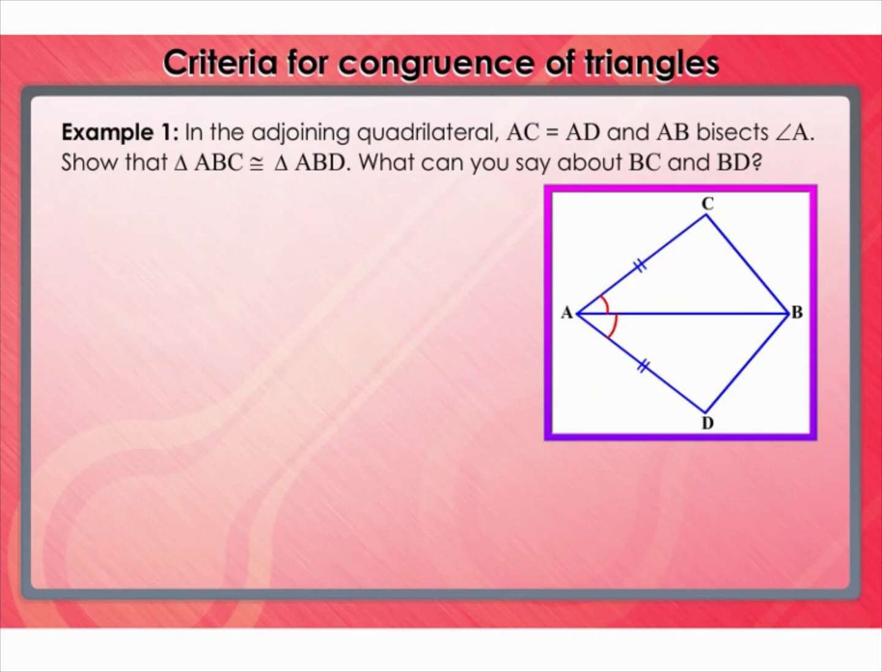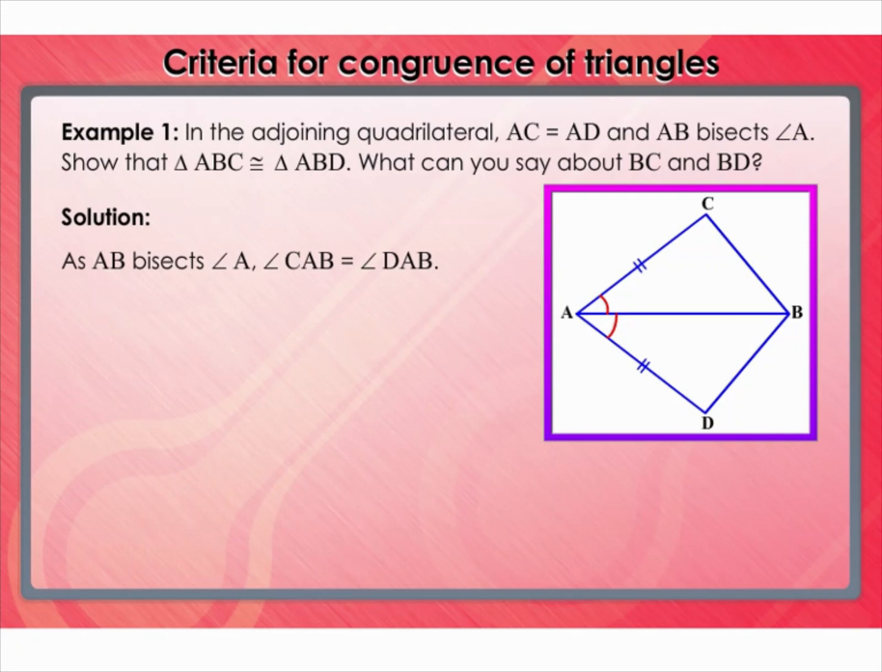Let's see a few examples here. In the adjoining quadrilateral, AC is equal to AD and AB bisects angle A. Show that triangle ABC is congruent to triangle ABD. What can you say about BC and BD?